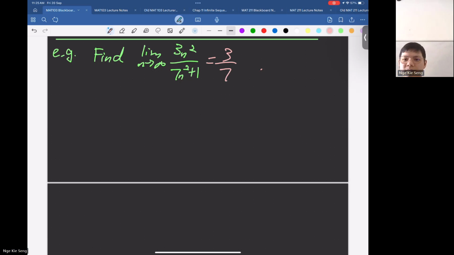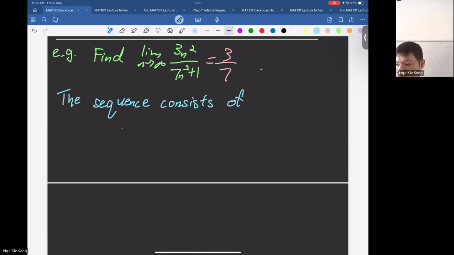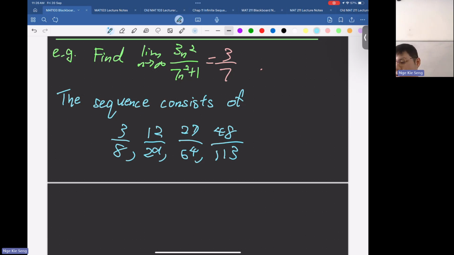How you do it? Okay, before that, let me list down. The first thing first, what do we do? If this sequence is easy to find the limit, we don't need to use all the hard things, right? So let's list down the terms. What is this sequence here? 3/8, 12/29, 27/64, 48/113. For me, I can't see this 3/7. Maybe Ramanujan can. I cannot.